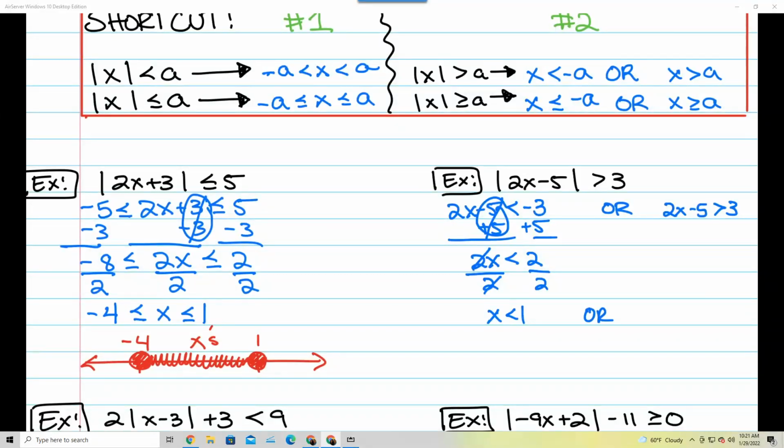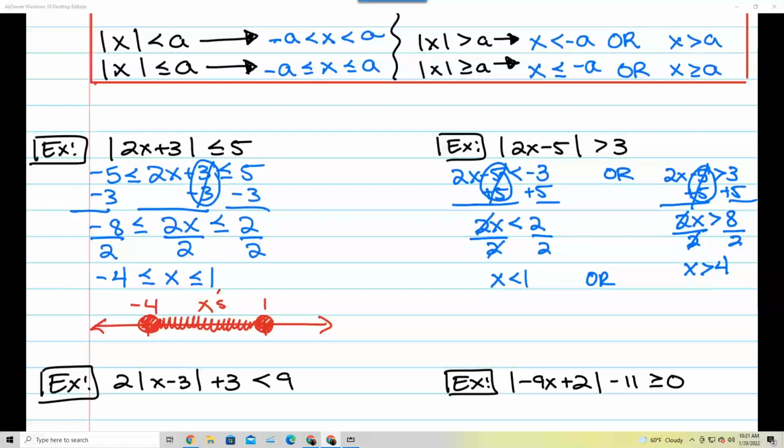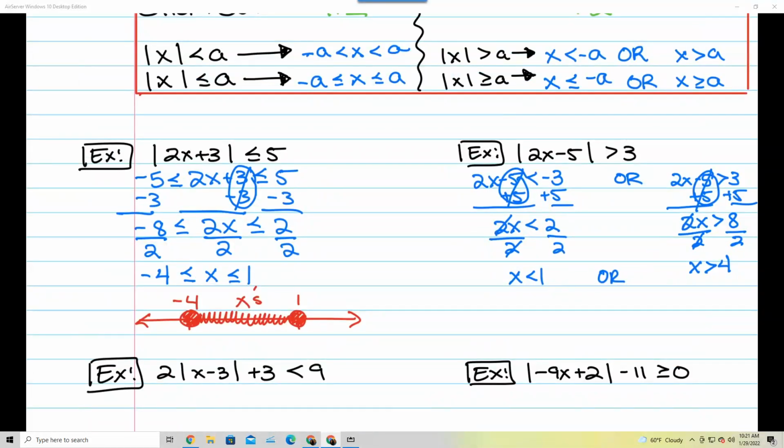Or, for the other set, I'm going to add 5 to both sides. I get 2x is greater than 8. Then I'm going to go ahead and divide both sides by 2. And I get x is greater than 4. So that is my solution set to this problem. X needs to be less than 1 or x is greater than 4.